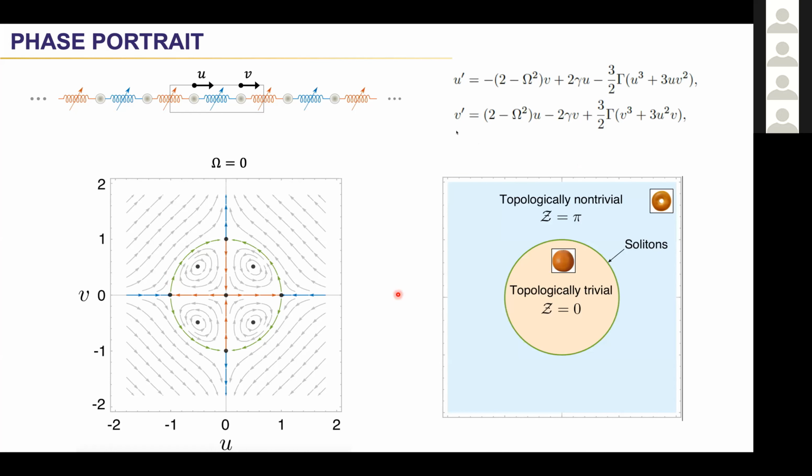And what we found is that the domain which is inside this trajectory shown by green is topologically trivial, and outside is topologically non-trivial. And this trajectory is actually a soliton solution, which is the heteroclinic orbit connecting two fixed points.